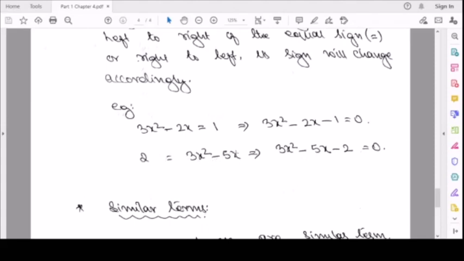Now what we have to do here: if you bring this 3x square from the right to the left, it will change to minus 3x square. It will not look nice if the first term is minus, and if possible we will make it a positive sign.